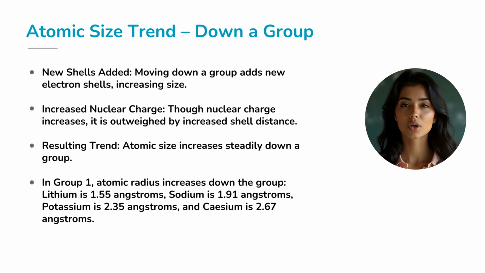Let's look at group 1: lithium 1.55 angstroms, sodium 1.91, potassium 2.35, cesium 2.67. You can clearly see a smooth increase in size. This is why heavier alkali metals are more reactive. Their outermost electron is farther away and more easily lost.